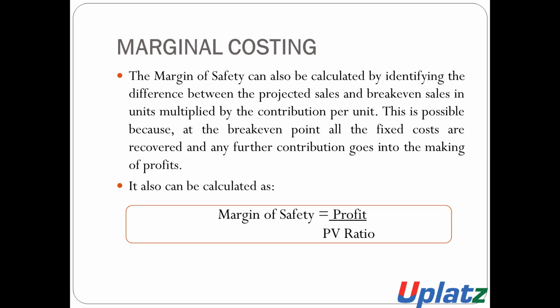Alternatively, the margin of safety can also be calculated by the following formula. Margin of safety is equal to profit divided by PV ratio, where PV ratio is equal to contribution divided by sale into 100. There is another formula: margin of safety is equal to projected sales less break-even sale. So there are two formulas which can be used for the calculation of margin of safety.